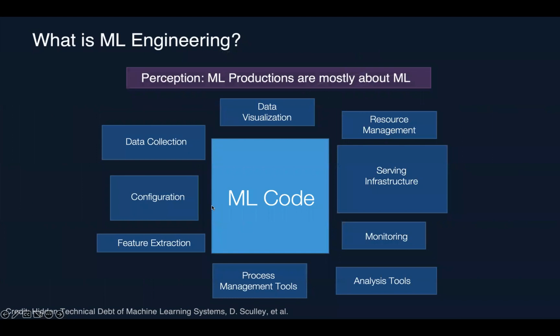So this is how data scientists traditionally think about their ML models, right? In the center, you'll see this big box, right? ML code. It could be machine learning training code written in a Jupyter Notebook or Python script. And data scientists traditionally tend to think that model building and training is the most important part.